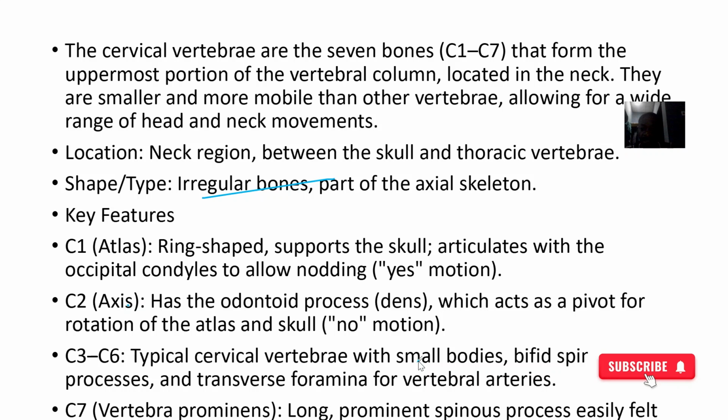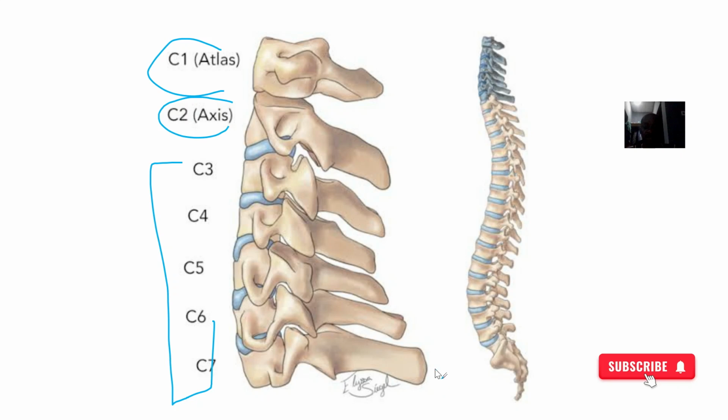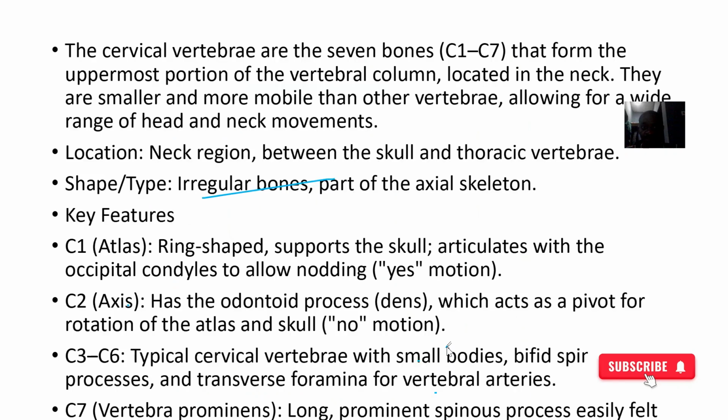So they have small bodies, they have bifid processes, they have transverse foramina. Then C7, that's the vertebra prominens. It has a long, prominent spinous process. Can I say this? This spinous process, I can easily feel it, and it could serve as a landmark. Once I feel it at the back of someone, I know that, okay, I'm at the level of C7.